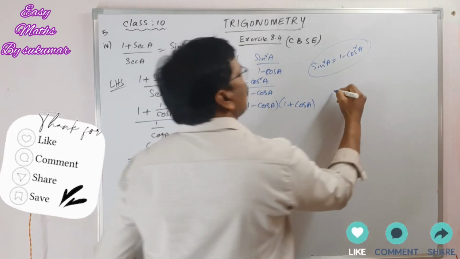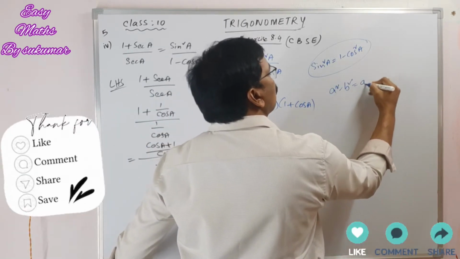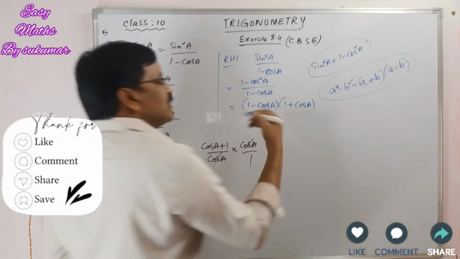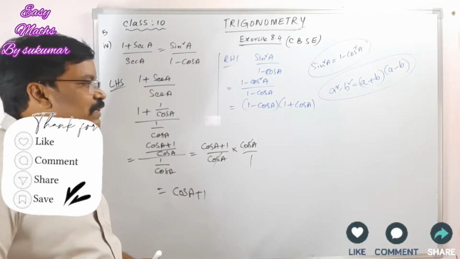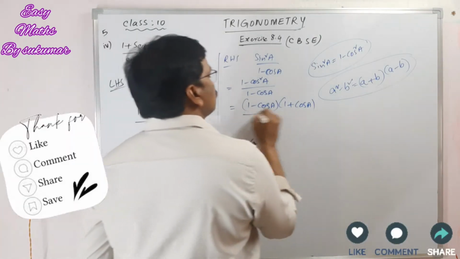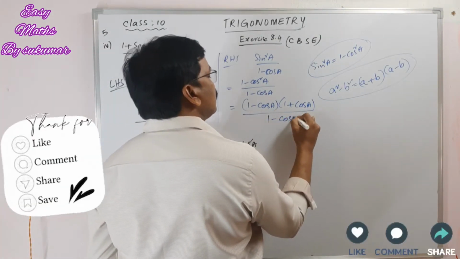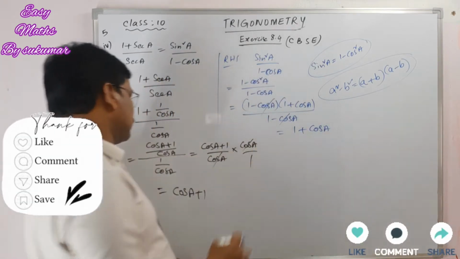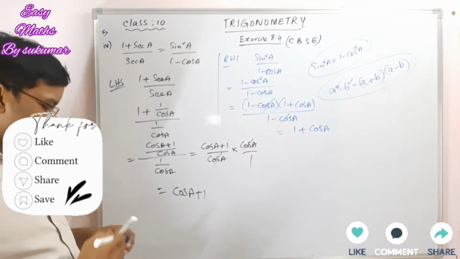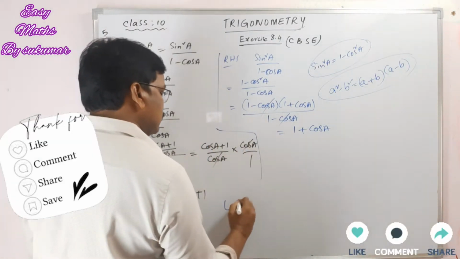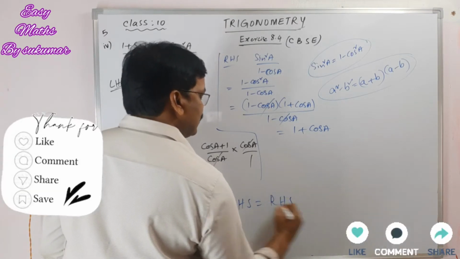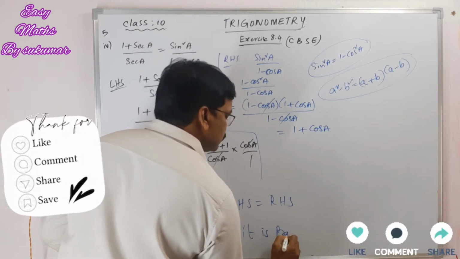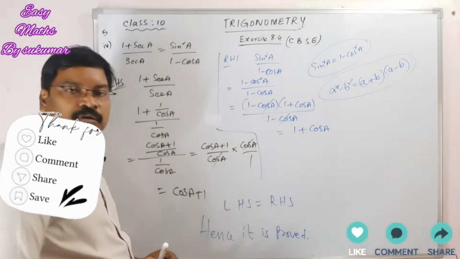Why? This is in the form of A square minus B square. What is A square minus B square? A plus B times A minus B. So that means 1 square minus cos square A means 1 minus cos A times 1 plus cos A. So this is what is in denominator, 1 minus cos A. Now both are cancelled. This is 1 plus cos A. It is RHS. And LHS is also 1 plus cos A. Both LHS and RHS are equal. LHS is equal to RHS. Hence it is proved. Hence it is proved, my dear students. Okay.